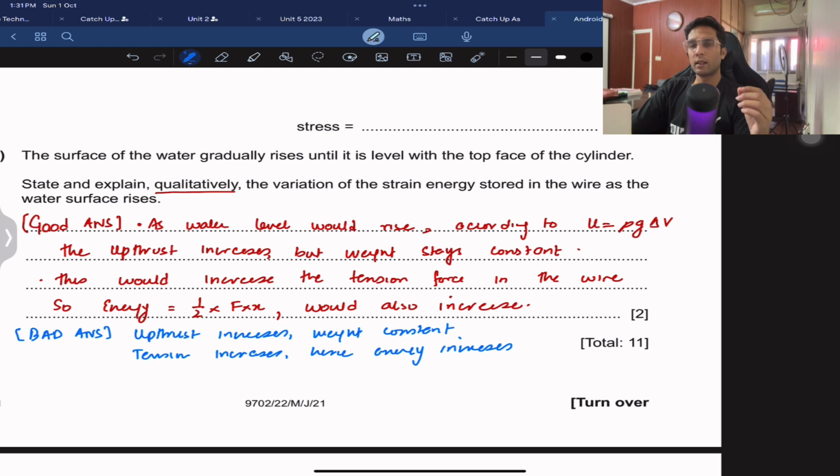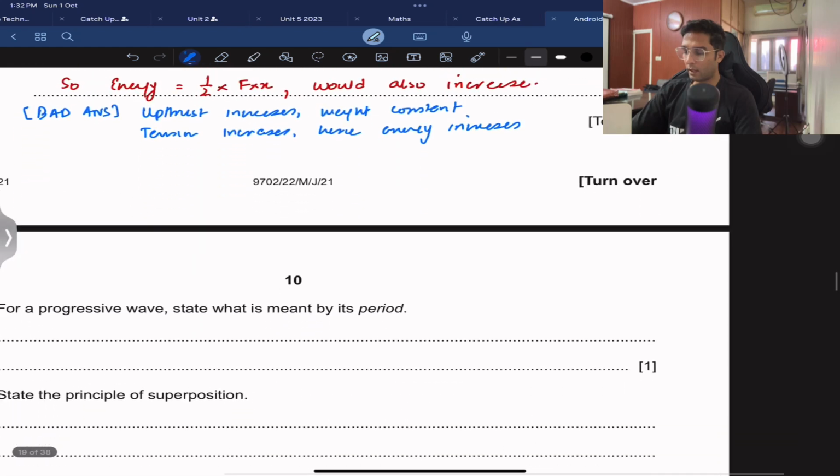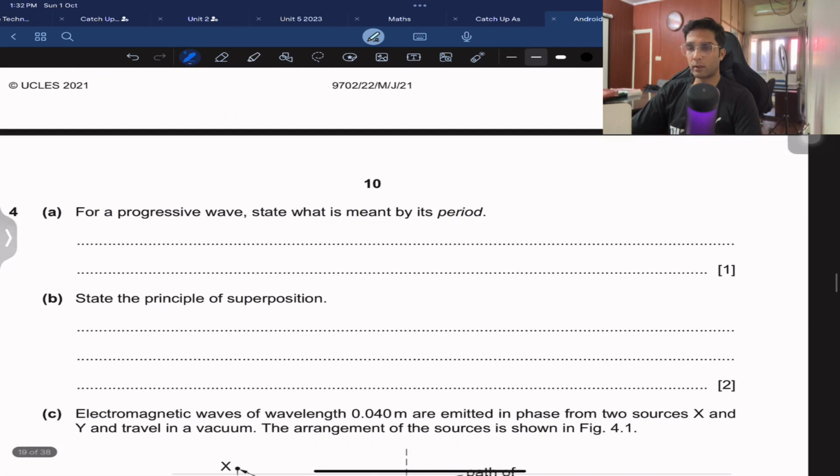But the thing is that, again, I'm emphasizing, if you really want to impress, and you want to make sure that you do the best, then you have to follow the good answer. You can write the bad answer, it's not a big deal as well. Anyway, then comes the fact questions.